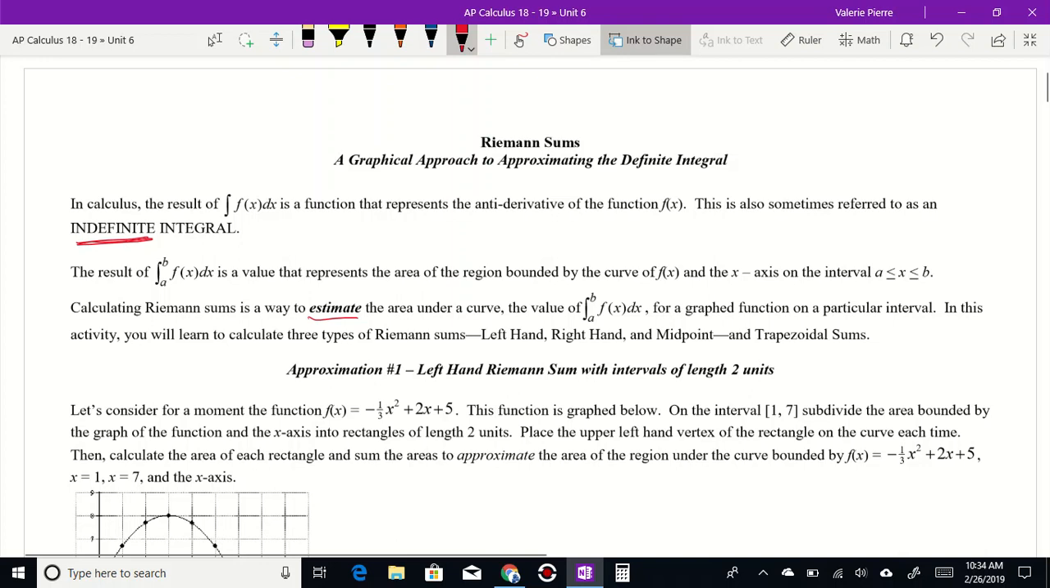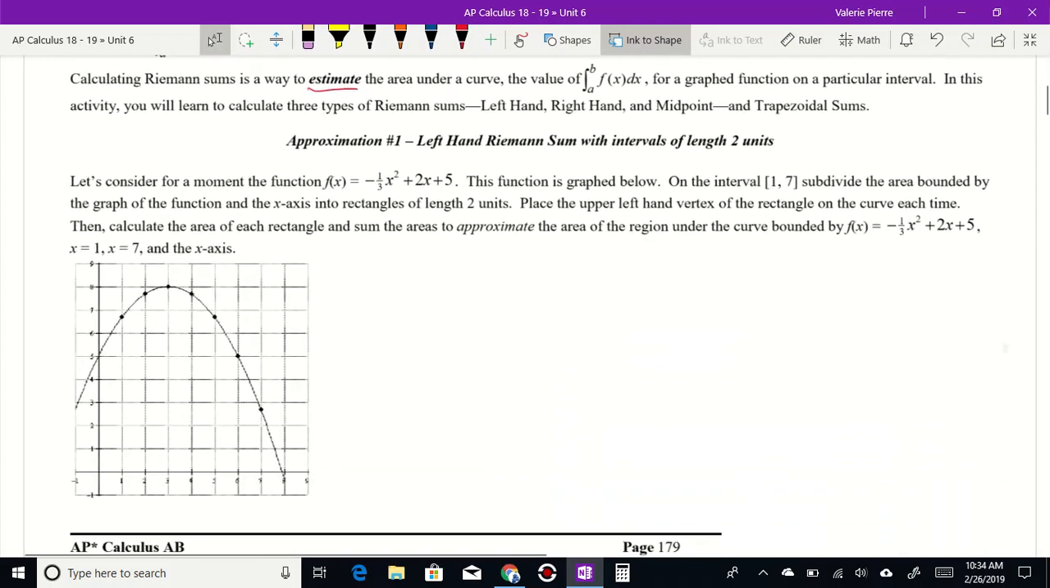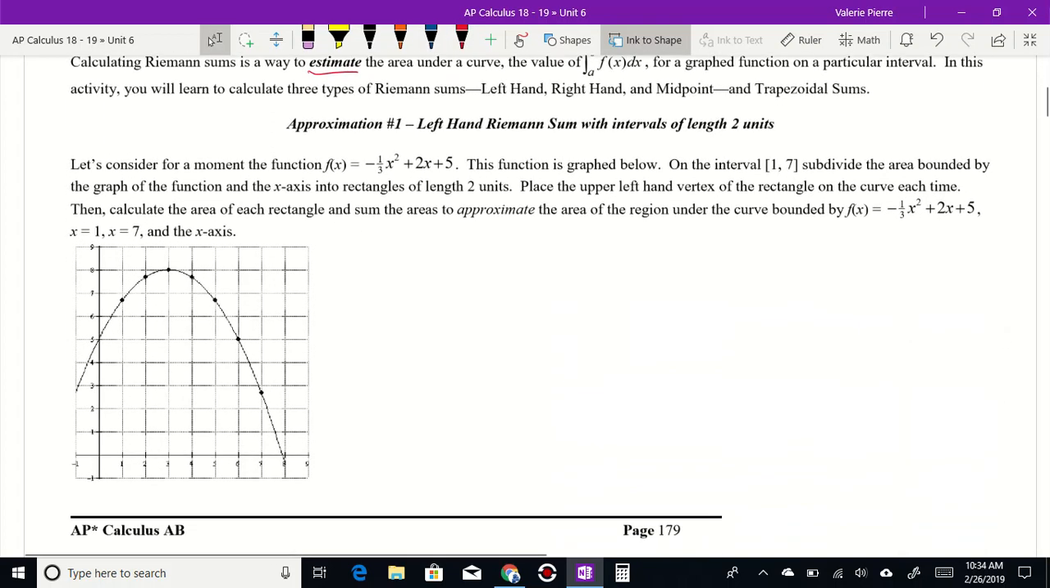In this activity, you will learn to calculate 3 types of Riemann sums: left hand, right hand, and midpoint. And also, some of you will learn trapezoidal sums. So we're going to do a few approximations together, and you've been assigned the approximations that you specifically are going to work on. The first approximation is a left-hand Riemann sum with the intervals of length 2 units.